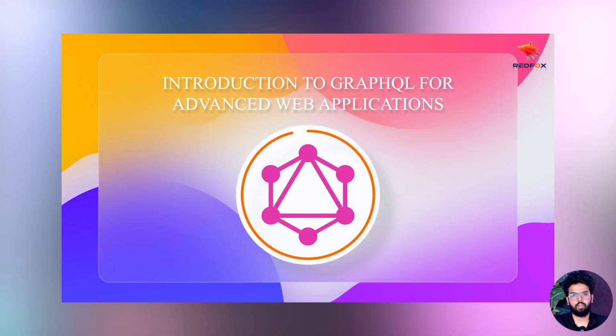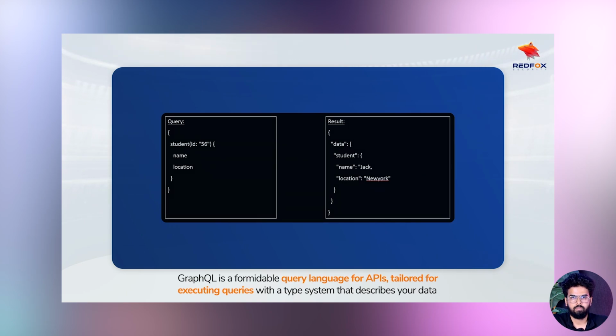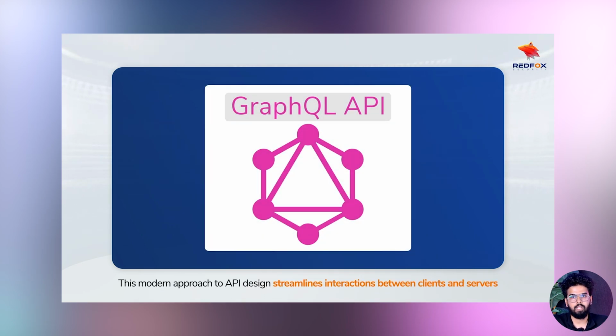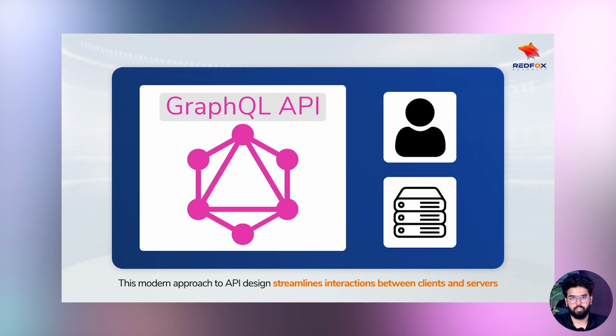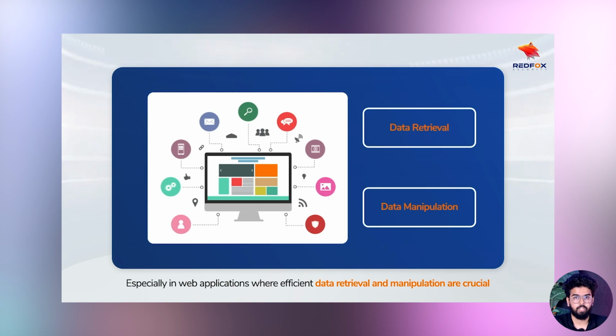Introduction to GraphQL for advanced web applications. GraphQL is a formidable query language for APIs tailored for executing queries with a type system that describes your data. This modern approach to API design streamlines interactions between clients and servers, especially in web applications where efficient data retrieval and manipulation are crucial.